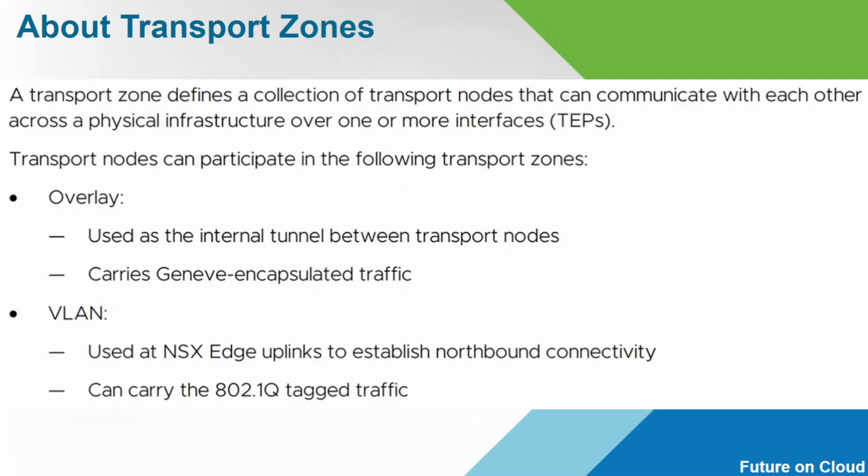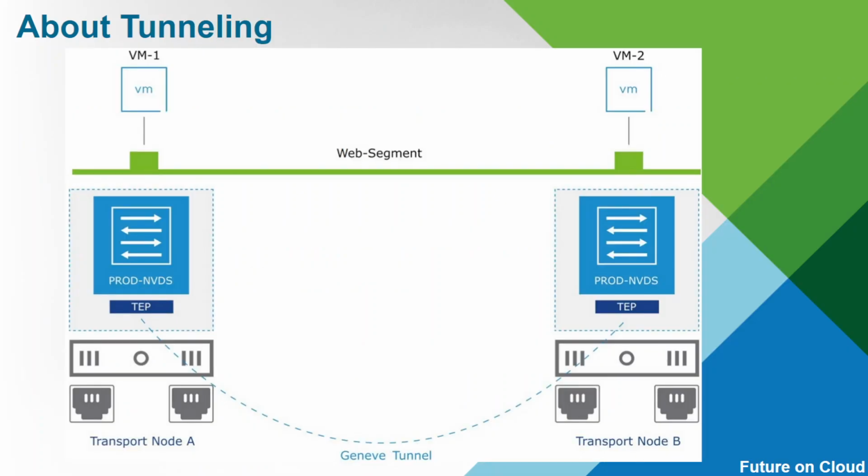Overlay is used as an internal tunnel between the transport nodes and carries native encapsulation traffic. How is that tunnel built? This is how it looks. The tunnel encapsulates the virtual network traffic data and carries it over the physical network. NSX-T Data Center uses Geneve to encapsulate the data traffic.